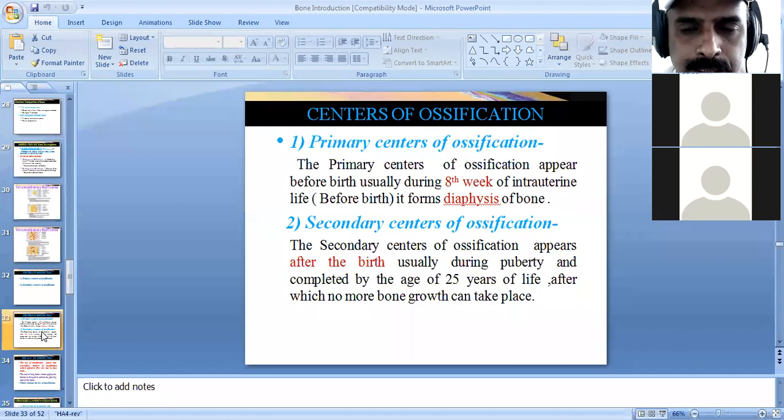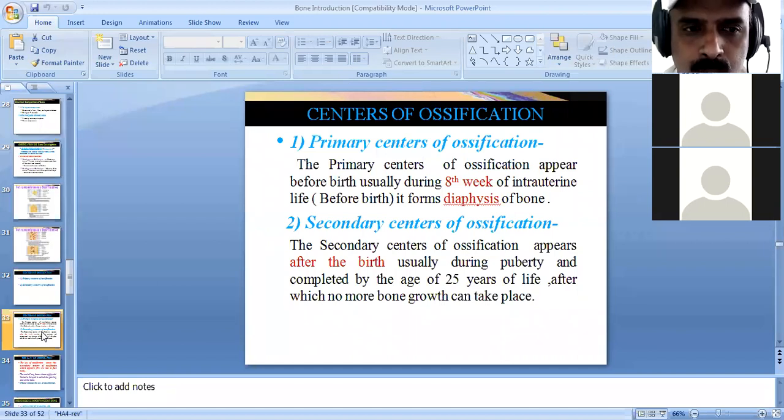Intrauterine life means inside the uterus, where the human body is developing. We call it an embryo, then development of the embryo takes place. Then in the 8th week the process of bone formation starts, by the primary centers, that is the primary centers of ossification, and usually they form the diaphysis.